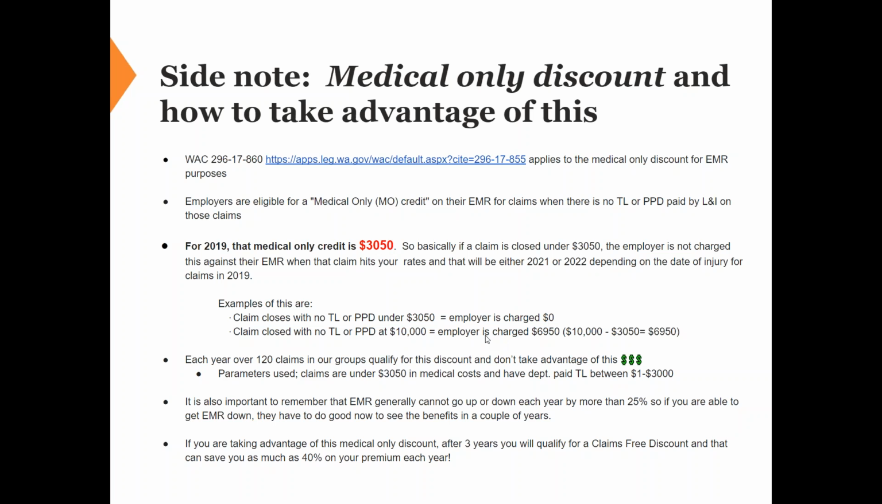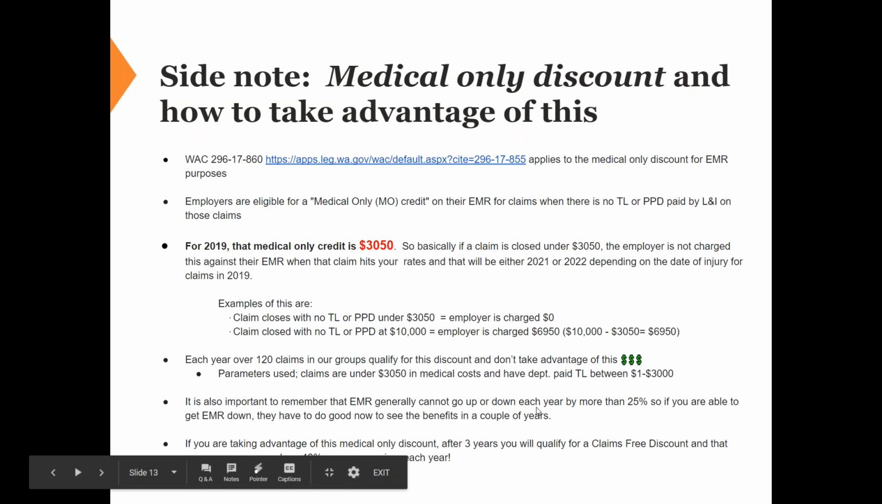That's okay, because the employer is only going to be charged $6,950. You're still given that credit if you don't have time loss or PPD on there. So again, all these add up when you're dealing with these kind of little claims.